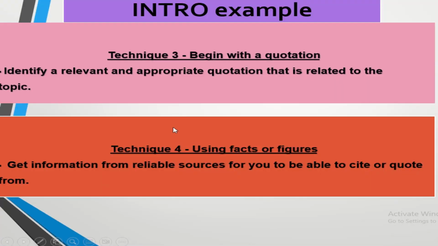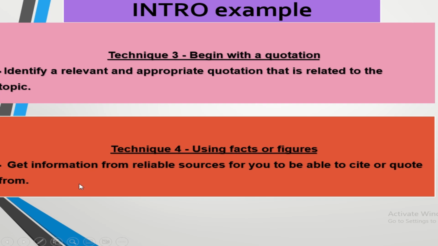The next technique you can use is, if you're familiar with any quotation that is relevant and appropriate to the topic given in the question, you can use it as well. While the fourth technique will be using facts or figures. Remember, when you are using facts or figures, you have to ensure that you state the information from reliable sources, for example, newspapers online, or probably from a statistic that you have read or come across online, and you should be able to cite where it is from.